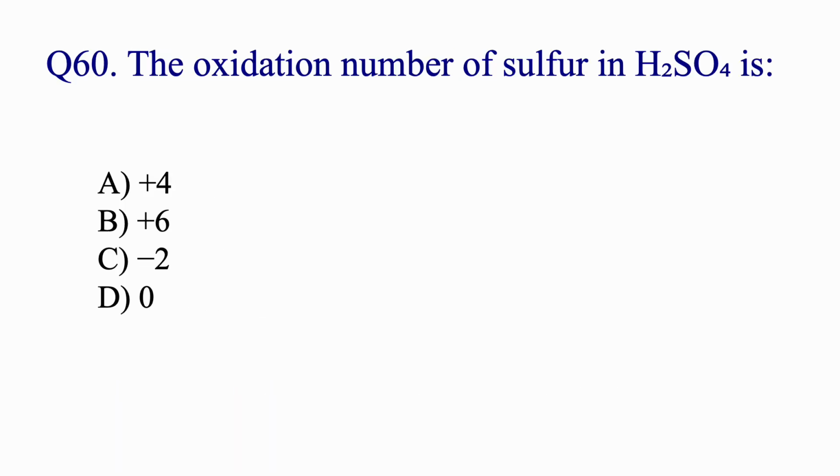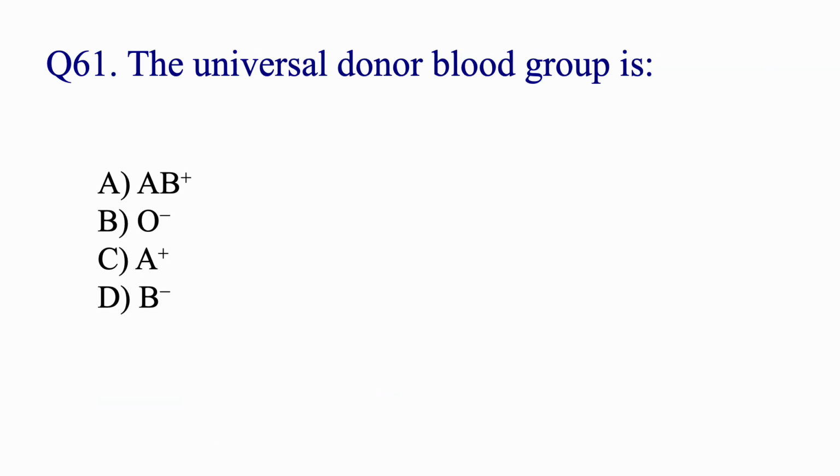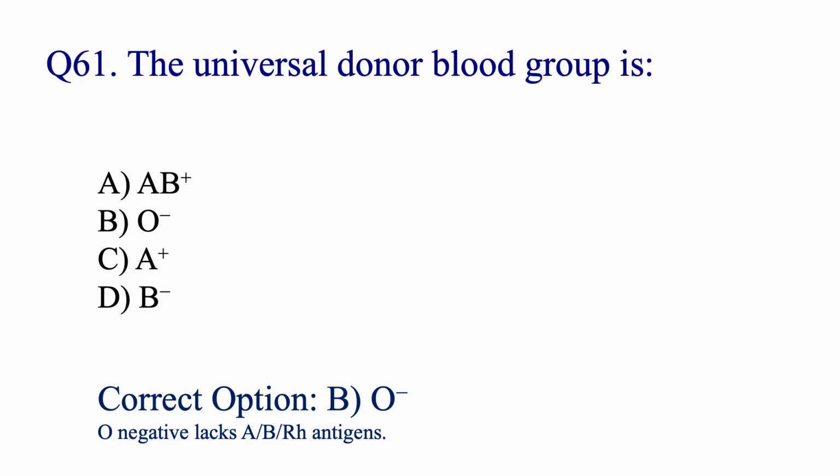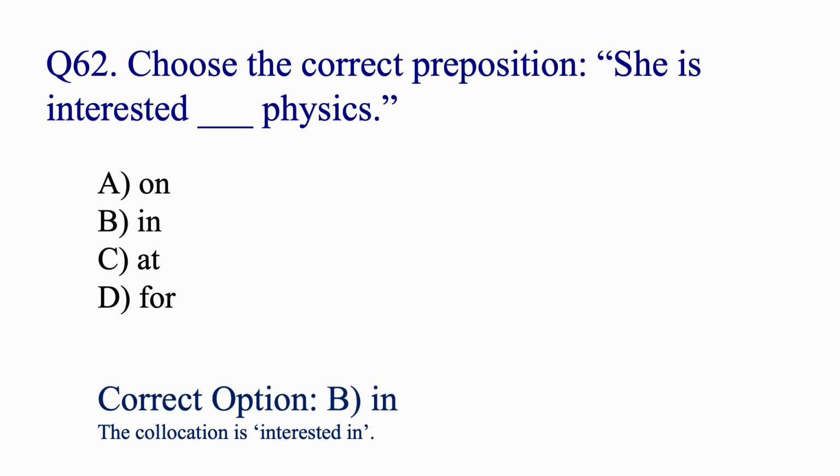The oxidation number of sulfur in sulfuric acid is +6. The universal donor blood group is O negative. Choose the correct preposition. She is interested dash physics. In physics.